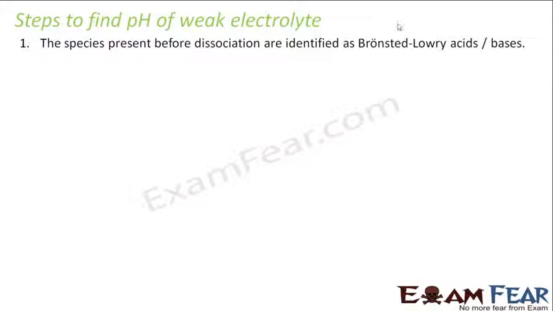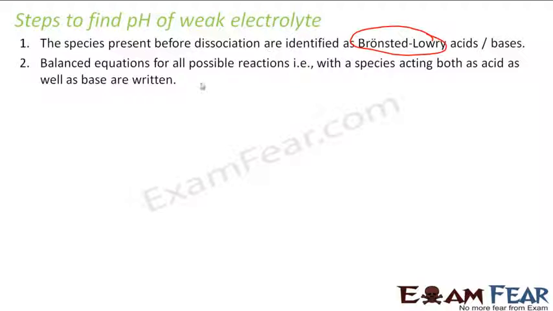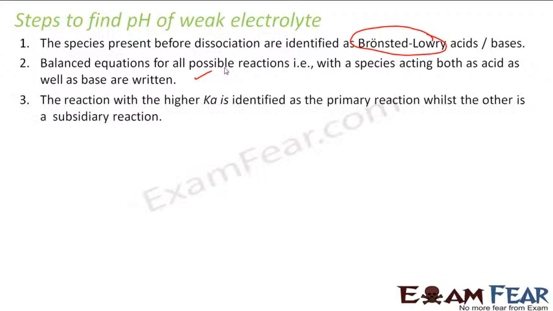We will generally use the Lowry and Bronsted definition of acid and base. We will not use the Lewis one, where we talk about electron pair transfer. We will use the Lowry-Bronsted definition, where we talk about the proton donor and the proton acceptor. We'll write the balanced possible reactions and note which one is the acid and which one is the base.